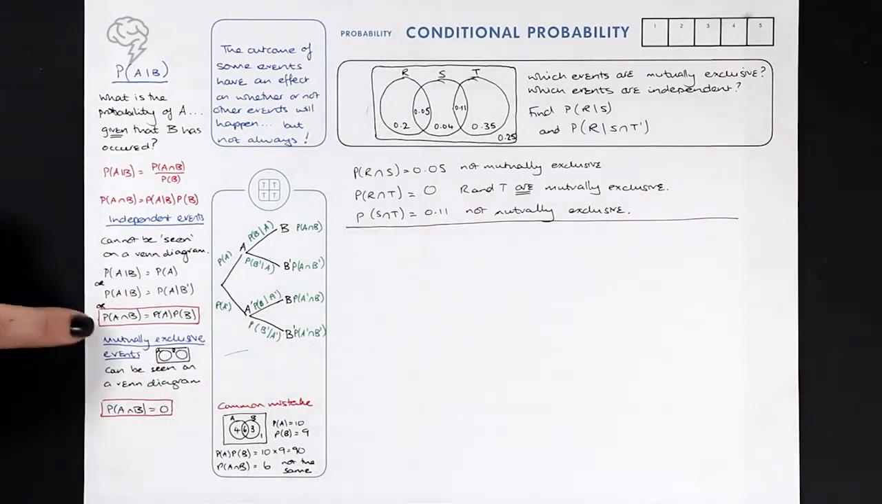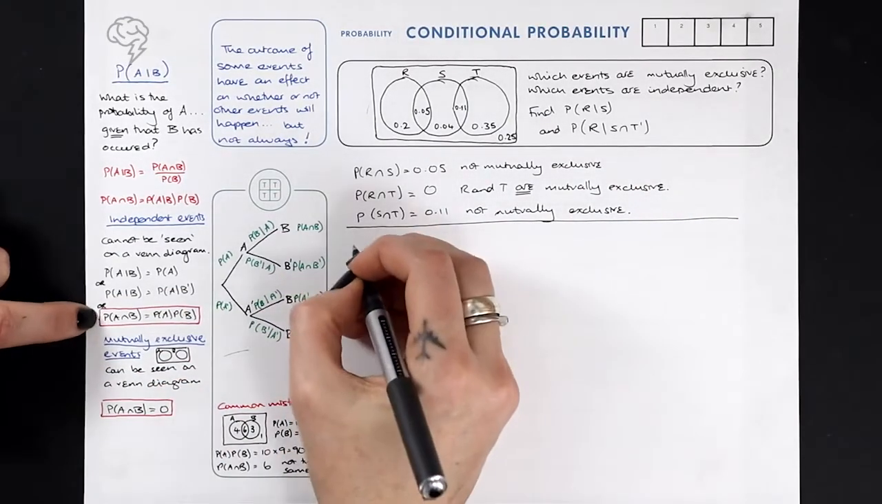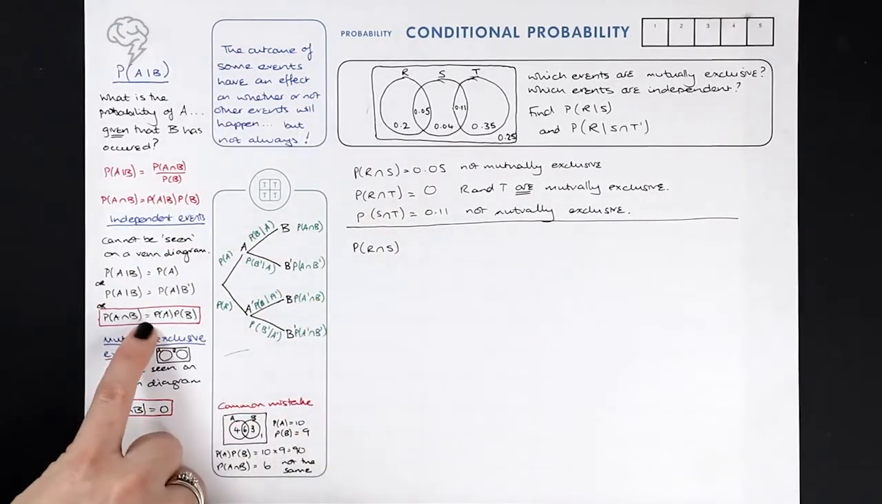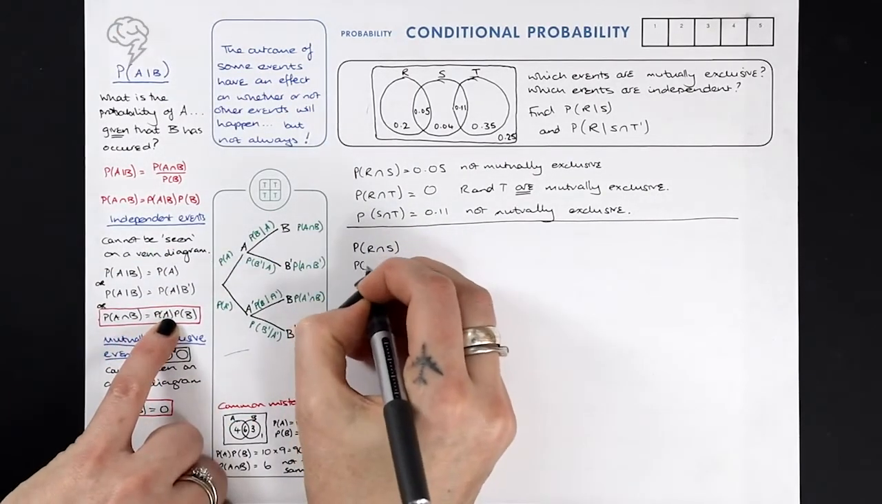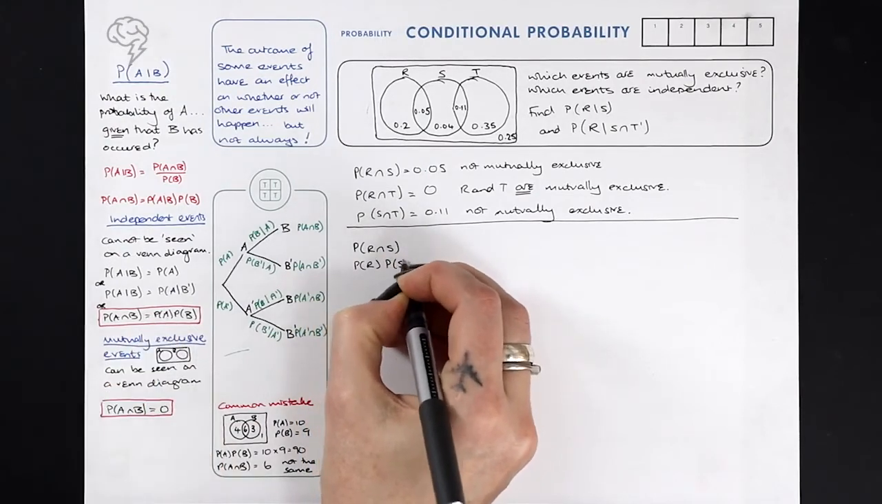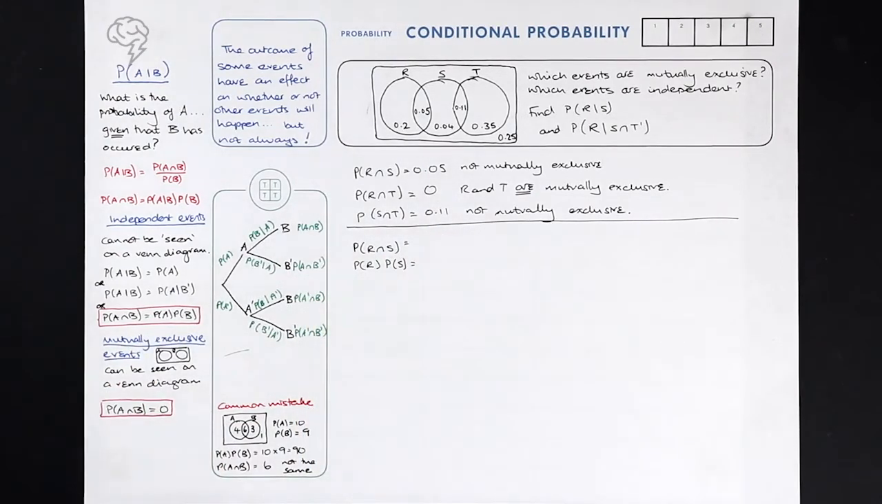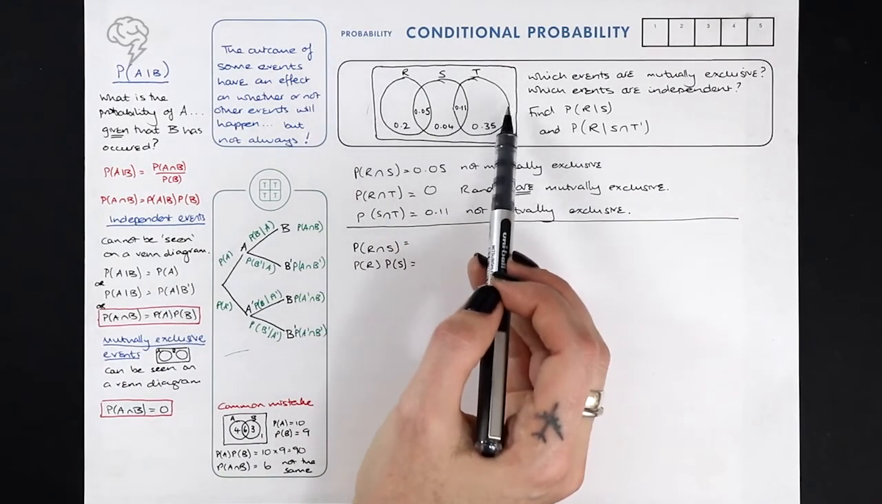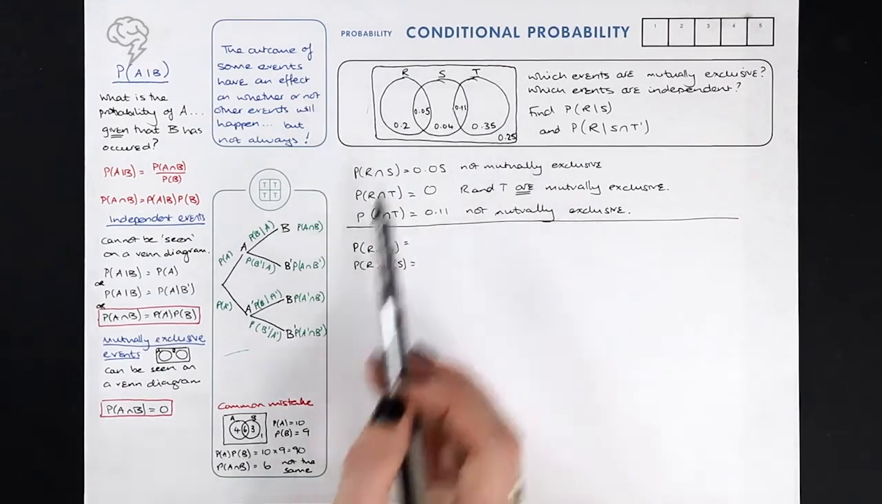This is what we're going to use to check independence. So we're going to do the probability of R and S, and we're going to compare that with the probability of R times the probability of S. Now, a very common mistake to point out is, sometimes in a Venn diagram you have numbers like 4, 6, 10, like this one.